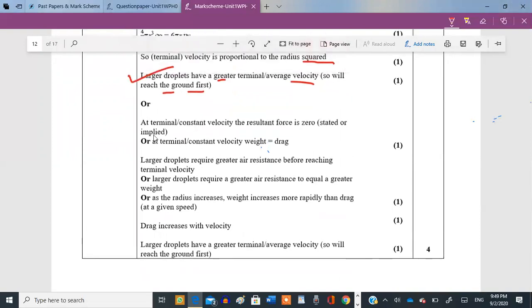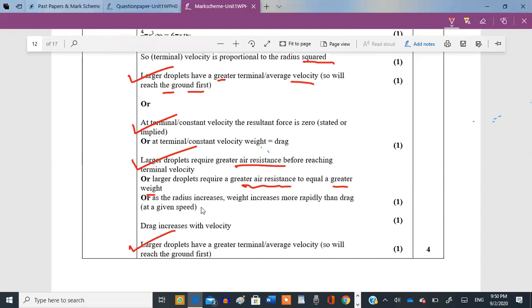For the last point, if at terminal velocity the resultant force is zero, we have implied that as well. Larger droplets require greater air resistance before reaching terminal velocity. We've implied that as well by saying that it takes more time for the air resistance to balance out the weight, which actually means that they require more air resistance. Larger droplets require greater air resistance to equal or exceed the weight. Then these are the 3 points we got. And then drag increases with velocity, or air resistance increases with velocity. Larger droplets have a greater terminal velocity, so they reach the ground first.